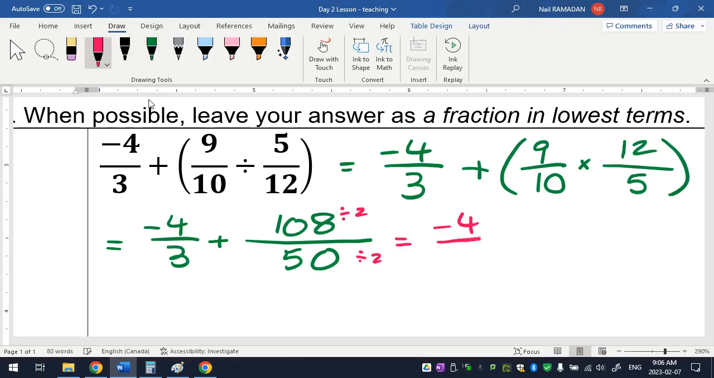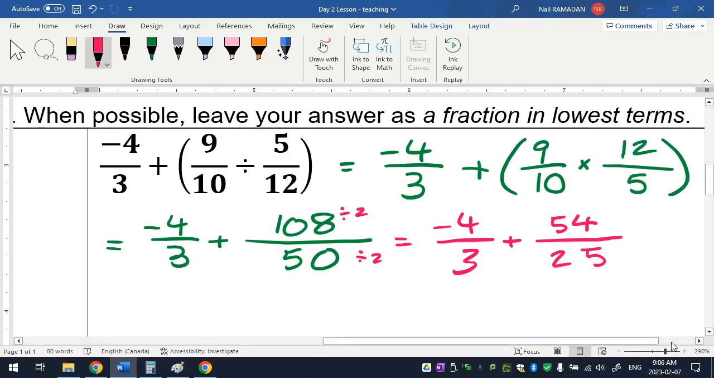Negative 4 over 3 is untouched. Plus, what's half of 108? 54. What's half of 50? 25. Do you think you can go lower than that? No, you can't. 25 only divides 1, 5, and 25. 54 does not care about any number but 1. All right? Can I now make the common denominator? I don't have anywhere else to go but that.